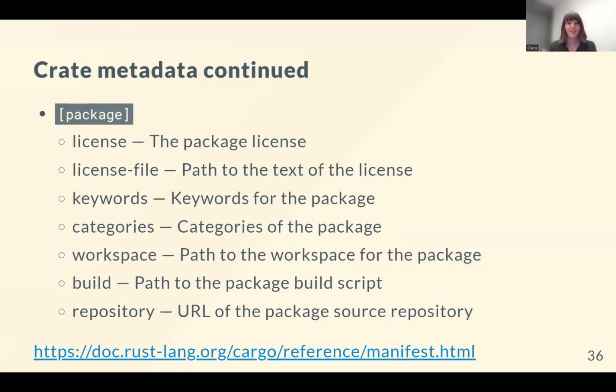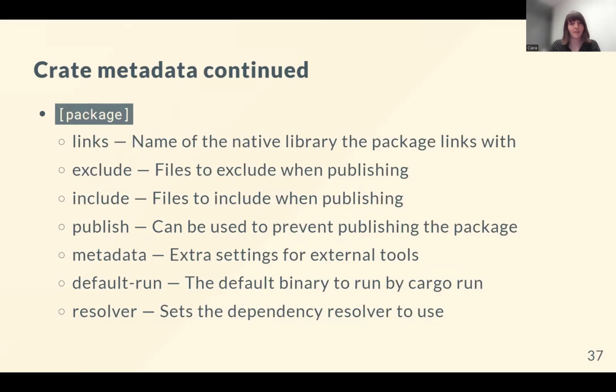license is very important. If you're going to be publishing anything on crates.io, you need to decide what your licensing is going to be. You can also have a custom license, for example, pointing at a license file. You can specify keywords for the package, categories. You can also say that it's a workspace. You can give a path to the workspace of the package. You can give the path to the package build script if you're not using the default. And you can also set the repository, and there's even, I think, more things than just this, but there's another page with more things like this.